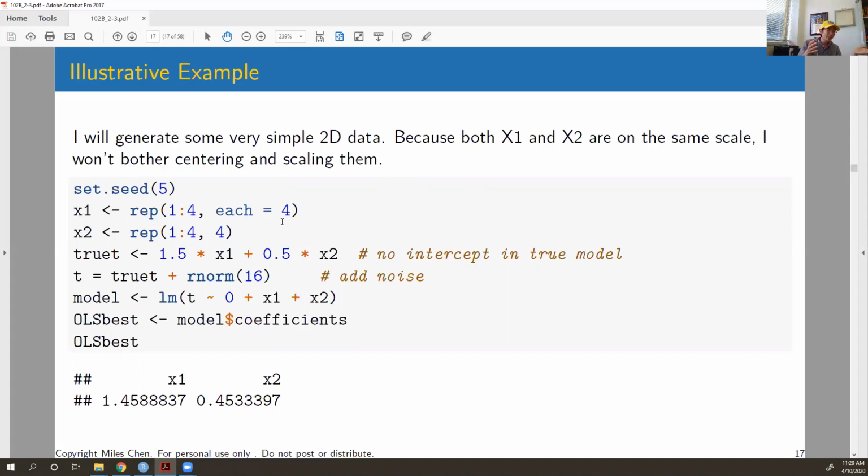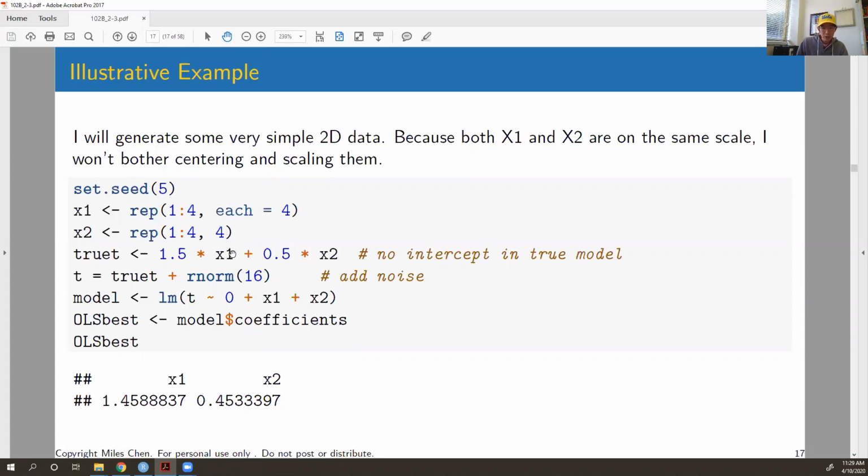So technically their mean is not 0 and their standard deviation is not 1, but x1 and x2 are both on the same scale. So I'm not going to bother trying to recenter and rescale these things. But in general, if you have an X matrix, you would center and scale them, just so that everything has the same standard deviation and the same mean. These two already have the same mean and the same standard deviation. It just happens not to be 0 and not to be 1.